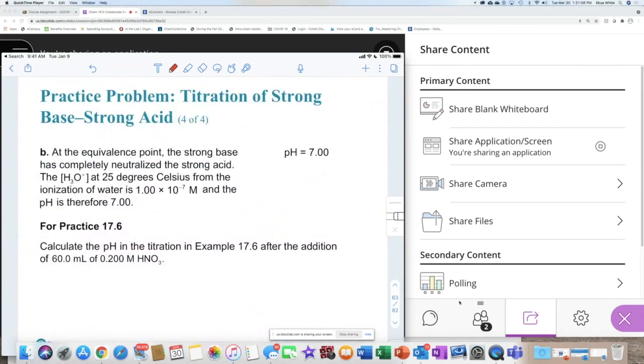For the second part, they said at equivalence point, the strong base has completely neutralized the strong acid. Fine. So when you reach equivalence point, what is the pH? At that point, if it's a strong acid and a strong base, then the pH is going to be 7, like they got.